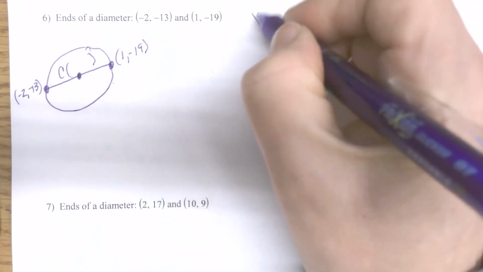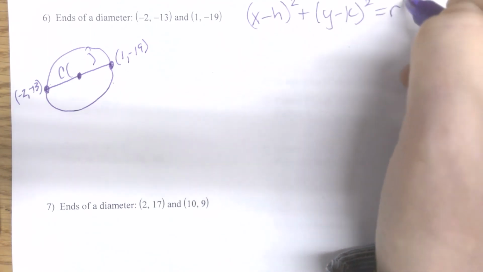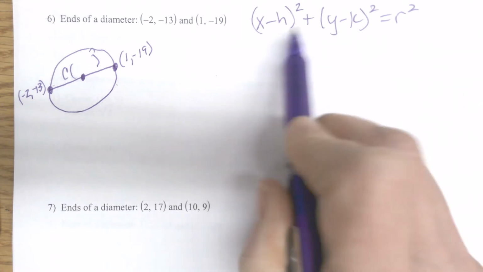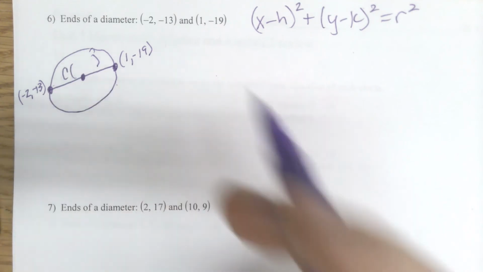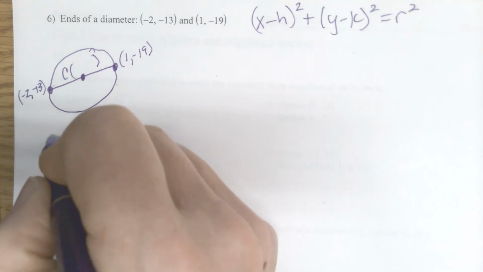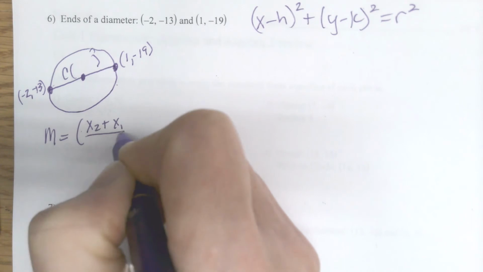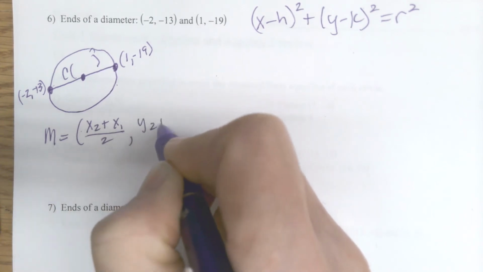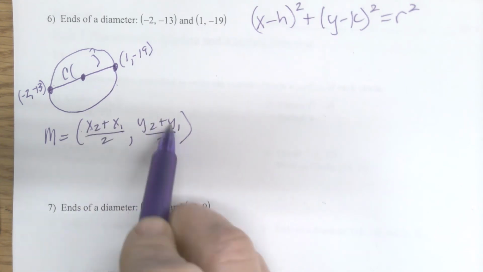The center is missing on this particular problem, and if I'm going to be using my x minus h quantity squared plus y minus k quantity squared equals r squared, I need to know the center h, k, and that's where the midpoint formula comes into play. So on your note sheet, one of the formulas that we're given is the midpoint formula, and that is, midpoint is x2 plus x1 divided by 2, comma, y2 plus y1 divided by 2. Basically, it's the average of my x's and the average of my y's.